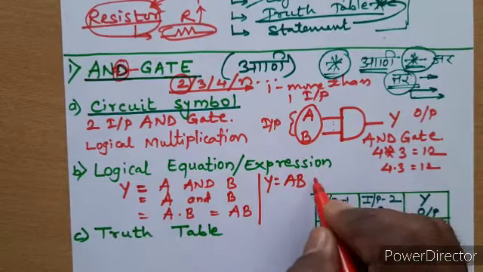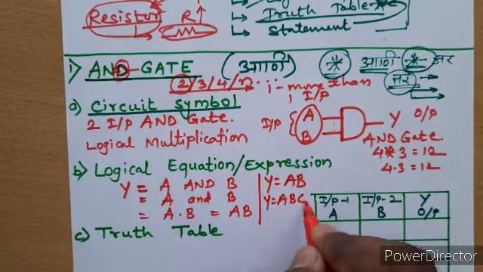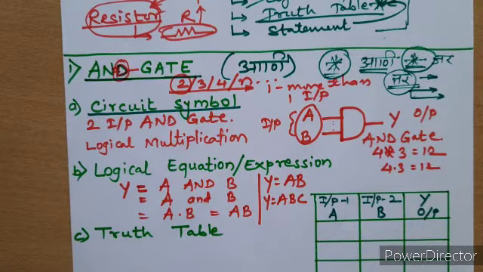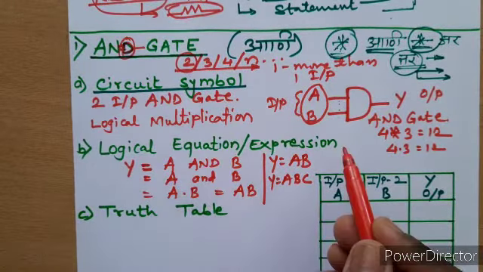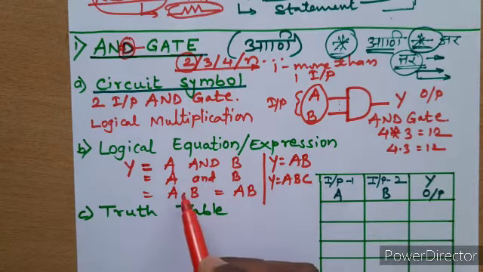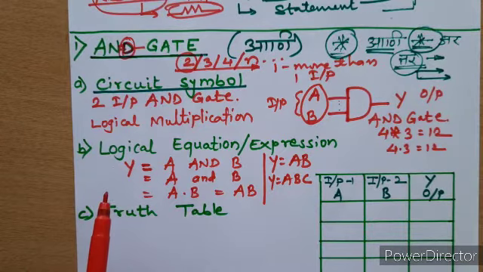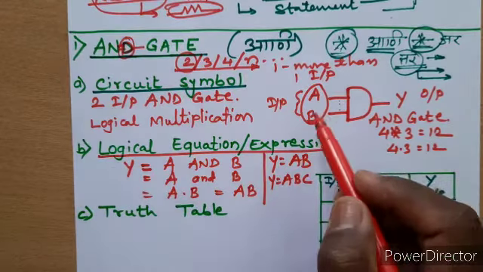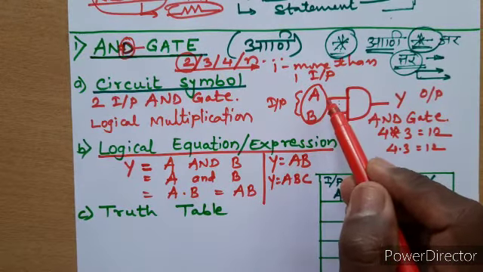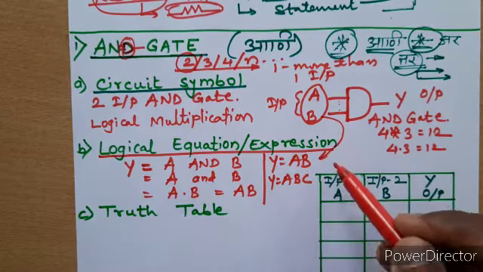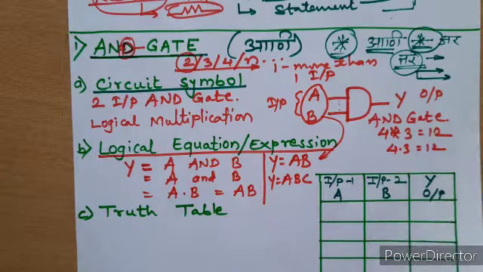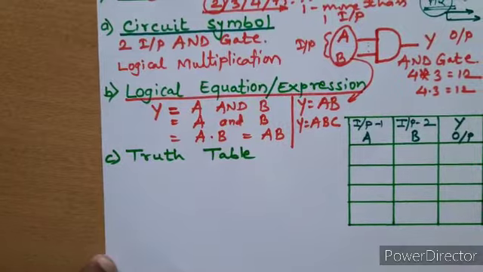If it is 3 inputs, I can write Y is equal to ABC. For 4 inputs, I can go on, Y is equal to ABCD, or I can say A and B and C, A dot B dot C. This is how I can represent the logical expression or equation for this AND gate based on its input. So here we are considering 2 inputs, so that is why it is AB or A dot B. I hope this is clear for you.